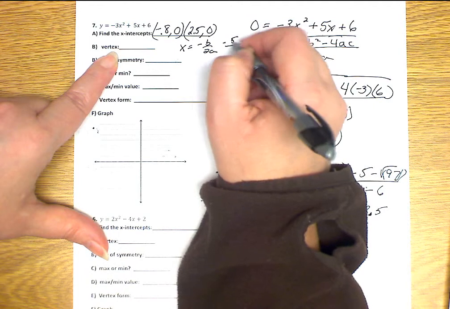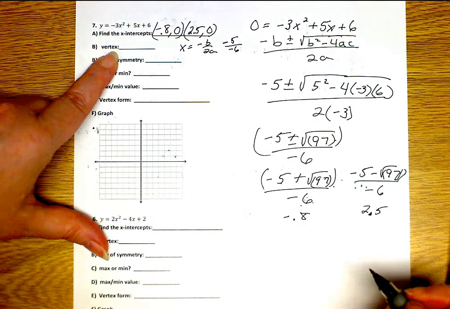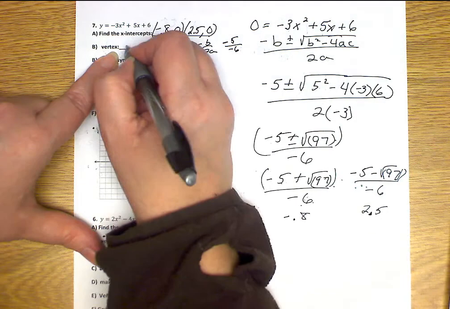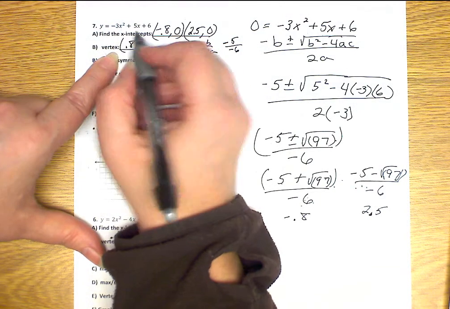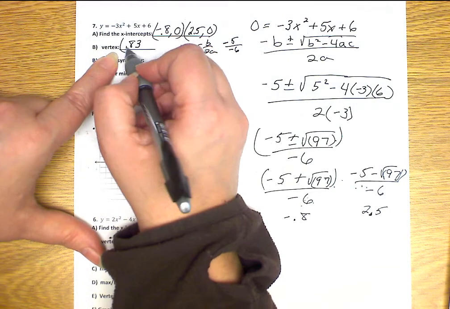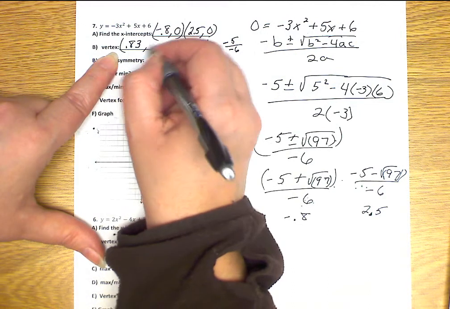So I can use this? Yeah, you can use it. It will be 0.83. Yep, 0.83, and then you plug it in there. So negative 3 times 0.83 squared plus 5 times 0.83 plus 6 gives you 8.